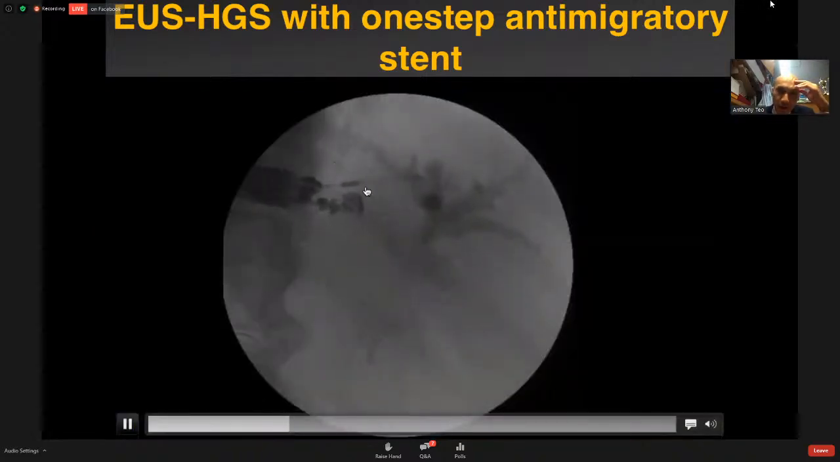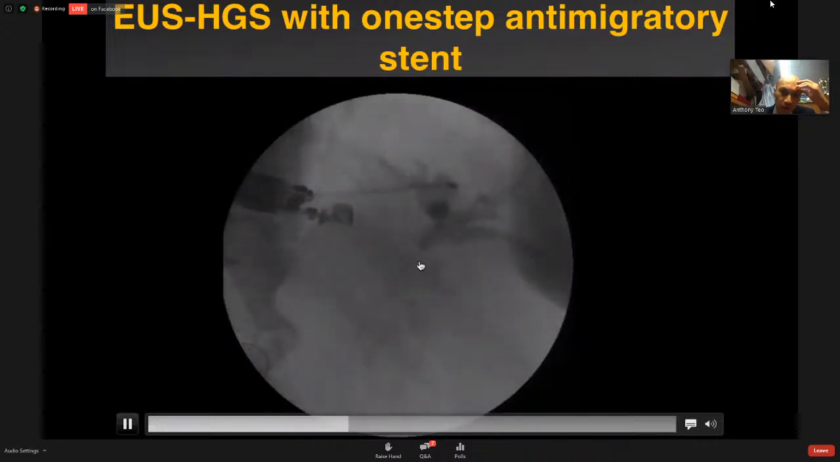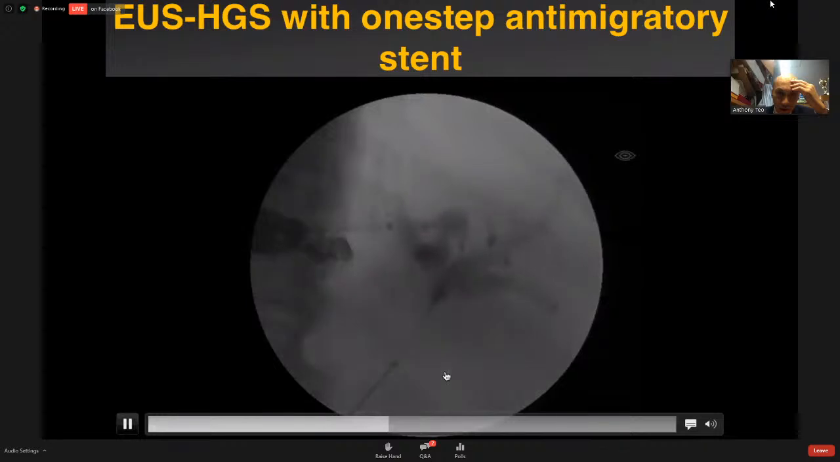And you can see the device with a gentle push. It goes in quite smoothly, following the guide wire going down. And then we'll open the stent radiologically under X-ray guidance. So half of the stent is open under X-ray guidance, and the other half of the stent is actually open inside the endoscope.